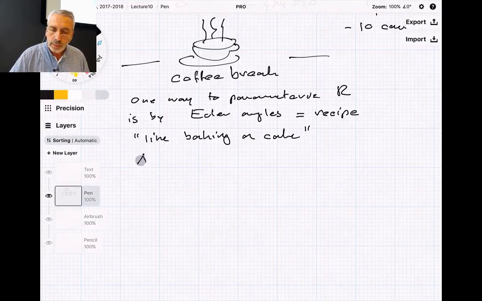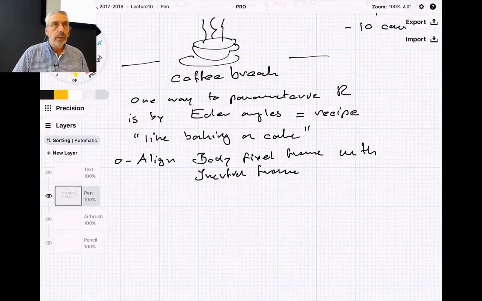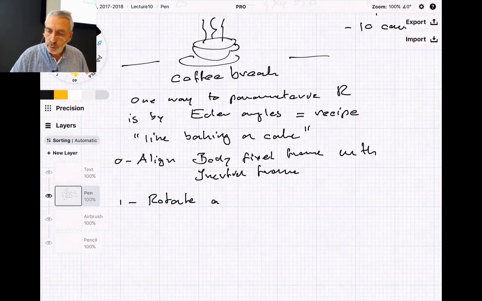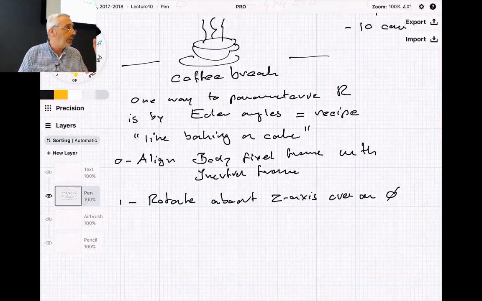Well, first align, so that's a 0 step. Align this B frame, the body fixed frame, with the inertial frame. So you just align the bodies. That's the idea. That's a 0 step. And then the first step is we're going to rotate about the z-axis over an angle phi. So that's the first rotation.